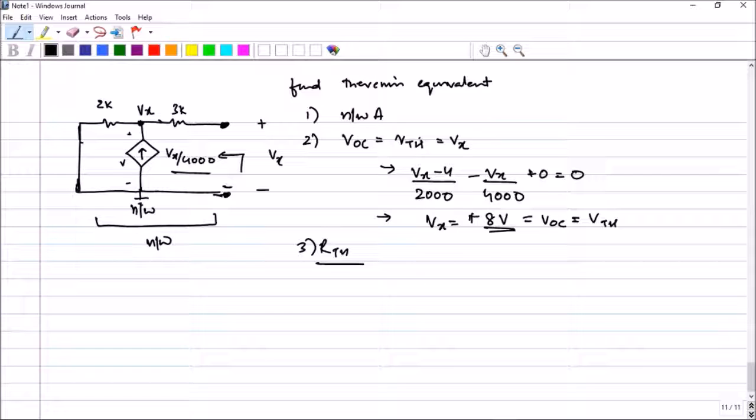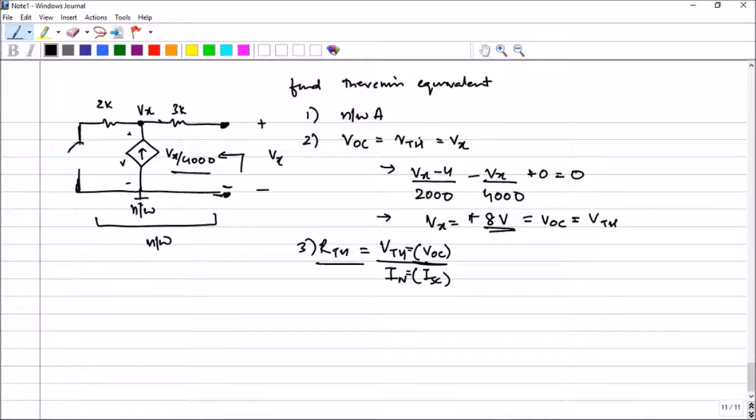All right. What we have learned in the previous session is that RTH is nothing but the Thevenin voltage, or the open circuit voltage, divided by the Norton current, or the short circuit current. Okay, so we have this information. Let us see if we can find RTH using it.